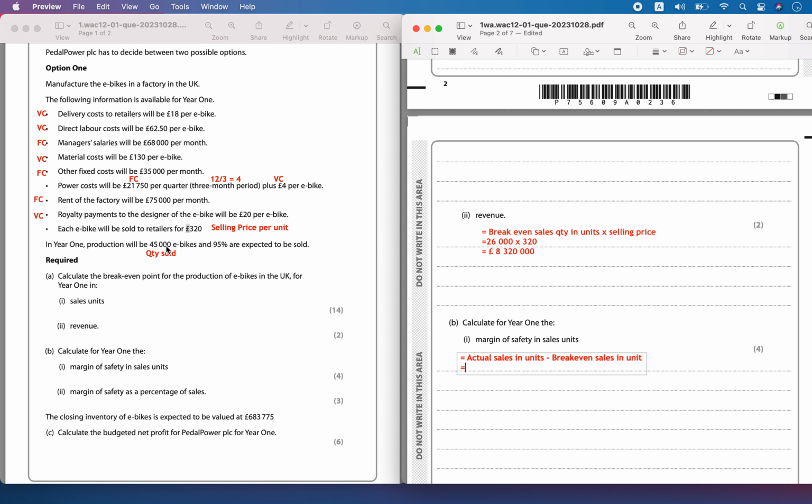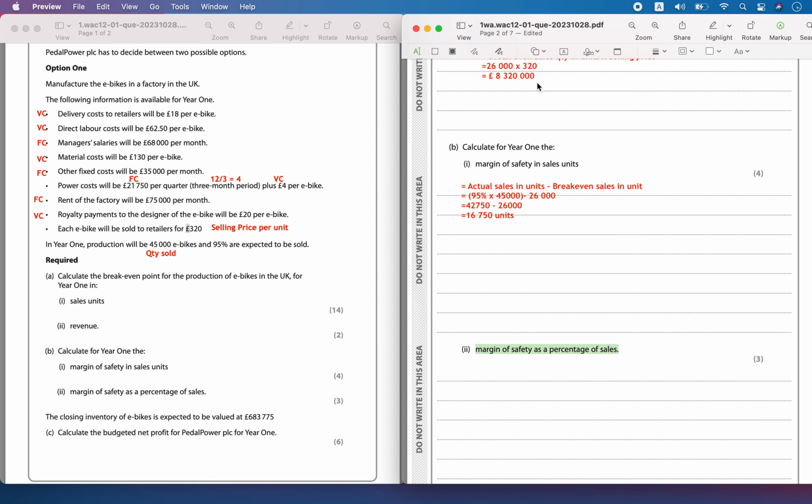Margin of safety in units is the actual sales in units minus the break-even sales in units. We know that in 1 year the production will be equal to 45,000 and 95% are expected to be sold. So 95% of 45,000 units, minus the break even sales in units. So that is equal to 42,750 minus 26,000. So that is equal to 16,750 units.